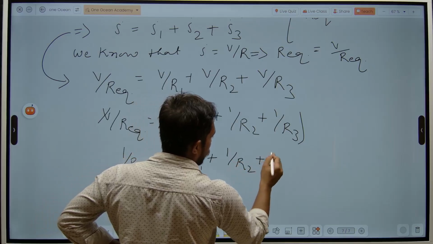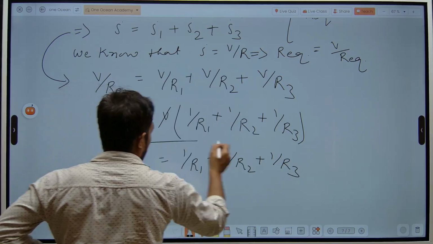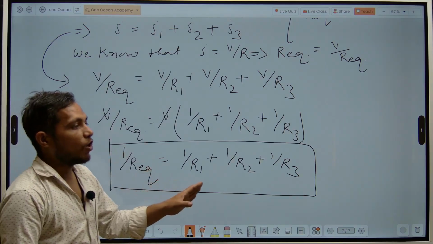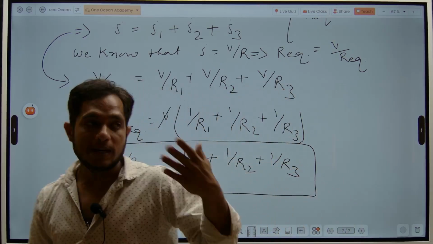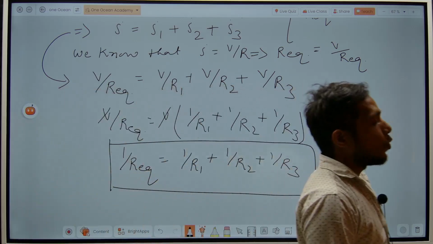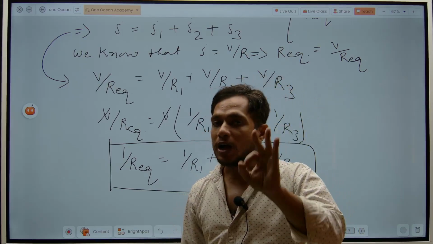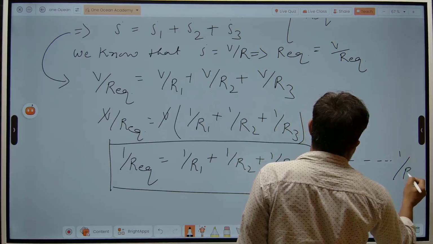So, the equivalent resistance in the parallel connection is equal to the summation of the reciprocal values of the given resistances. Okay. So, 1 upon R equivalent is equal to 1 upon R1 plus 1 upon R2 plus 1 upon R3, and if you want to extend it, dot dot dot, up to 1 upon Rn.